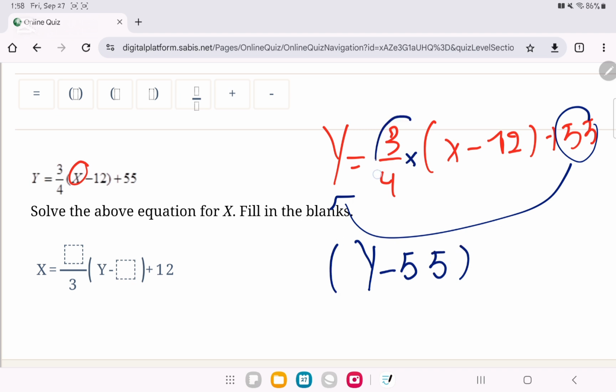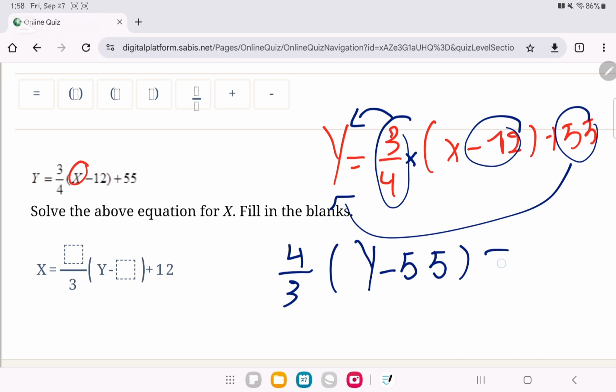Then we're gonna move 3 over 4 to the other side. If you remember from previous years, if we move the fraction to the other side, it will flip. So now it becomes 4 over 3. And then finally, we have minus 12. So now what's our equation?